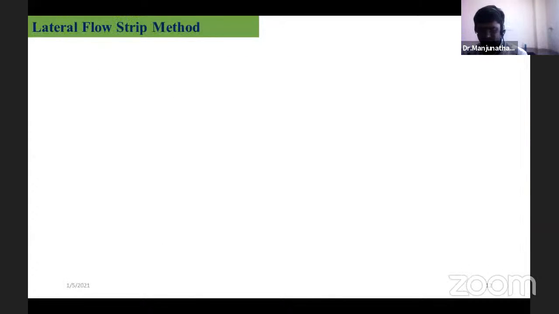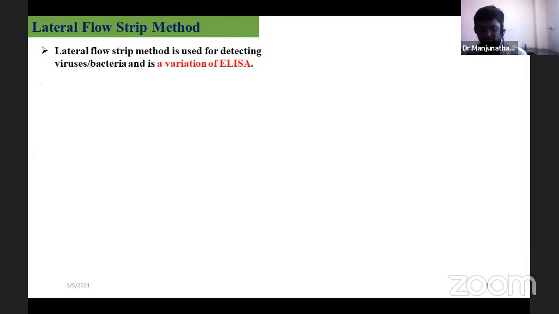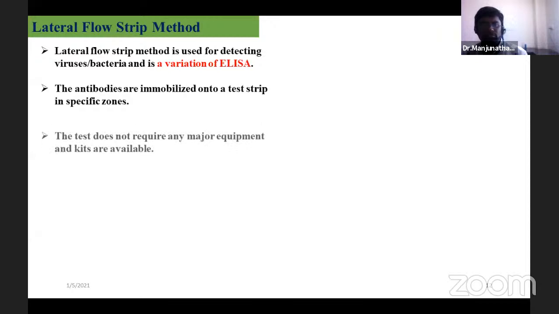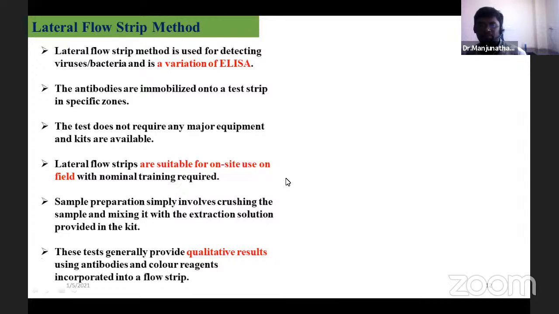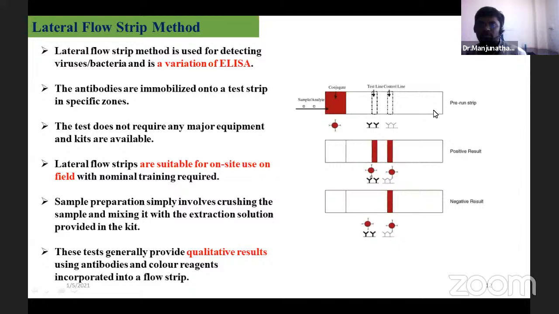Another variant of ELISA is the lateral flow assay method. I think we all know about the pregnancy test kit. It is like that only. Just see this picture. The lateral flow assay, as I mentioned, is used for detecting viruses and bacteria, and is a variation of ELISA. The antibodies of the particular pathogen are immobilized on the test strip.